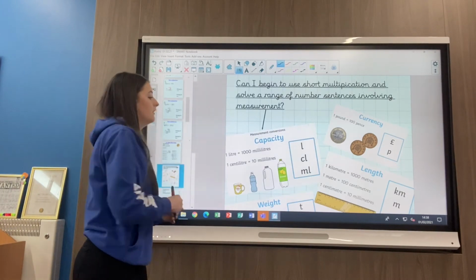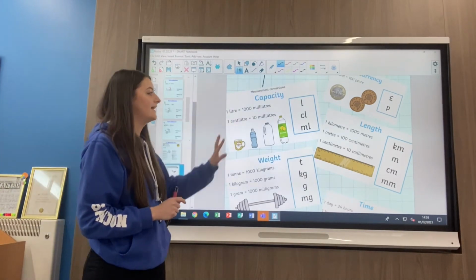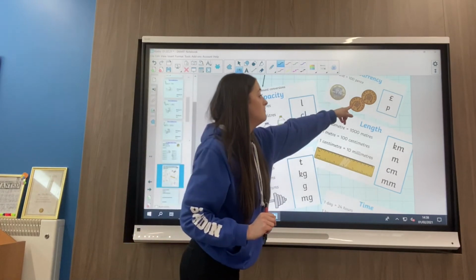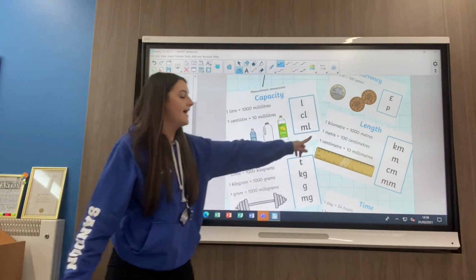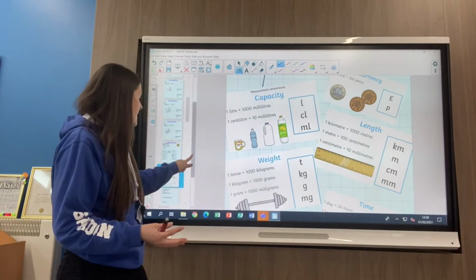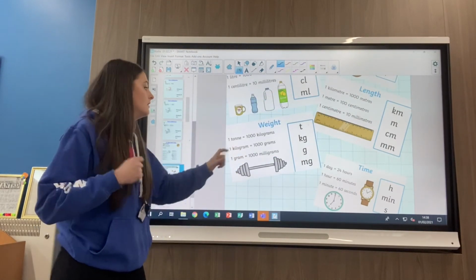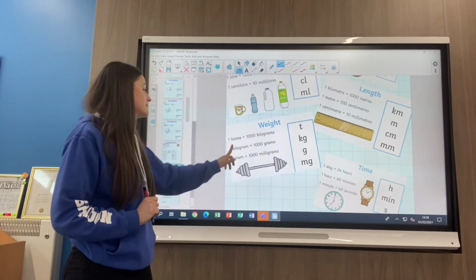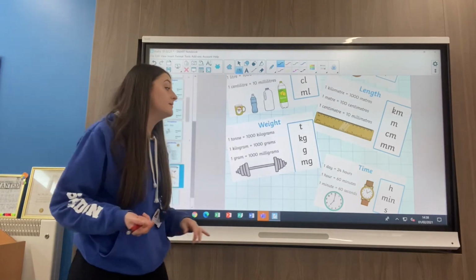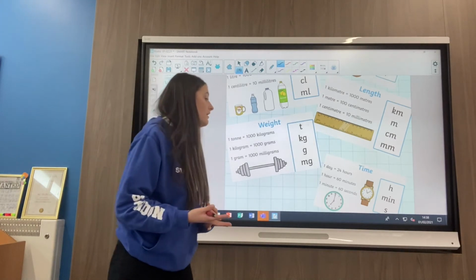Now, measurement, we know we're used to measure things, and there's different types of measurements. We've got capacity, where we're holding liquids, or we've got millilitres, litres. We've got currency that measures our money, so pounds and pence. Length, think of our rulers, centimetres, millimetres, a metre. We've got weight, we've got our weight bar, okay. We've got tons, kilograms, grams, milligrams for that measurement. And then time, we know we measure time in days, hours, minutes and seconds, okay?